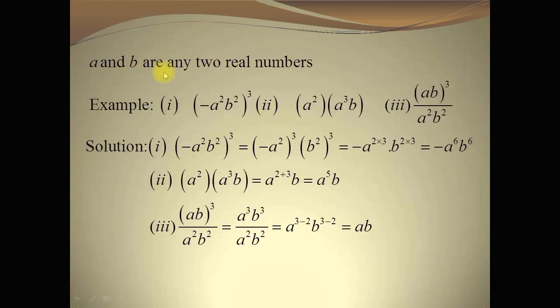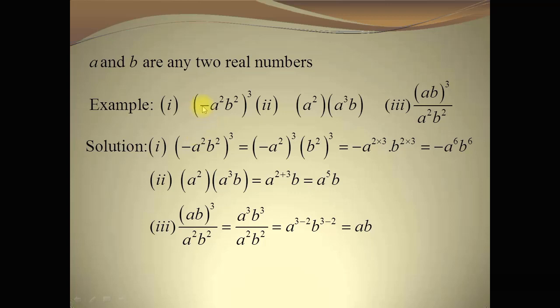For example, we have two real numbers a and b, and we have three parts in this example. The first part is minus a square b square whole power 3, and the second part is a square into a power 3 b, and the third part is ab whole cube whole power 3 divided by a square into b square. How do we simplify these expressions?